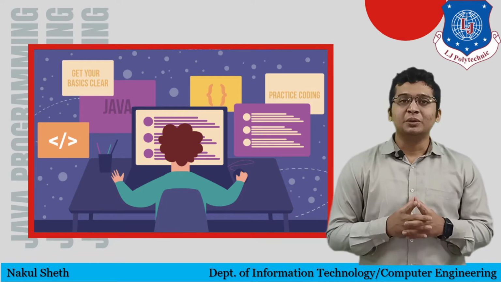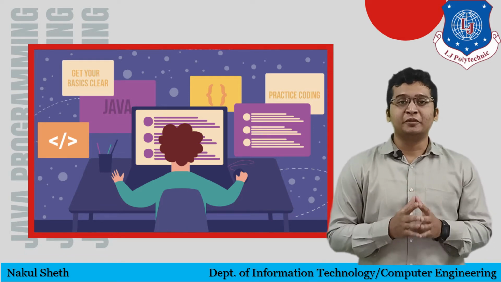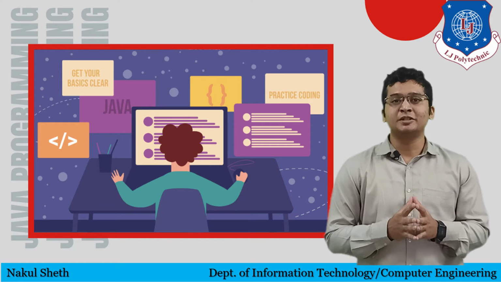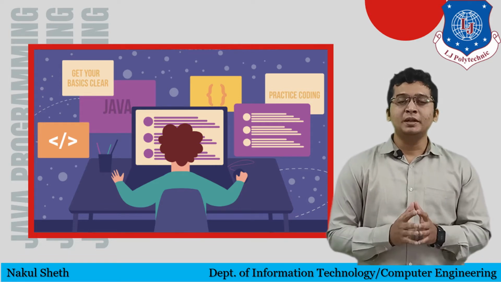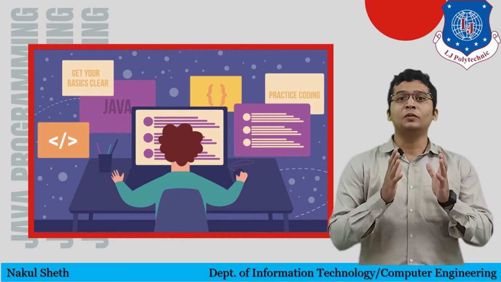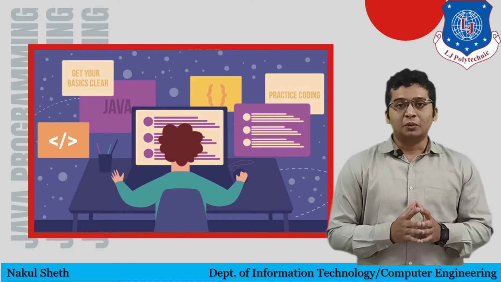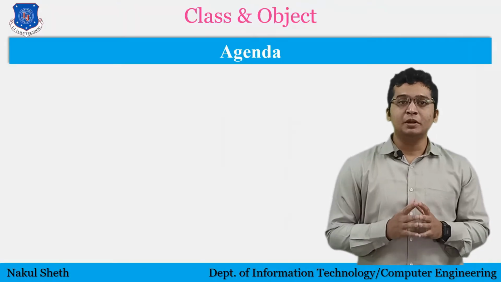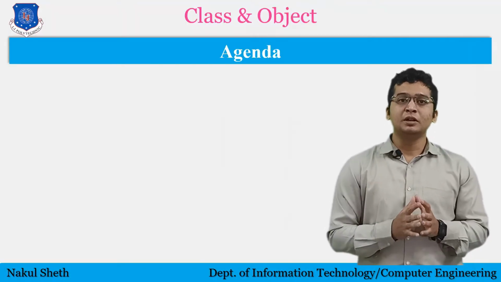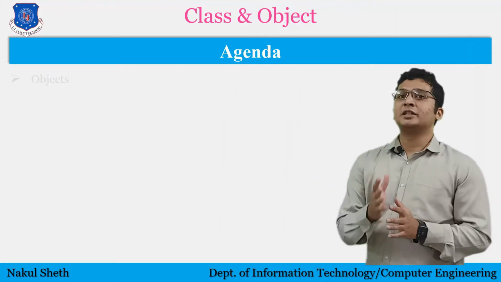In the previous video, we discussed the difference between C, C++ versus Java, and then we discussed what is OOP and the different fundamentals of OOP concepts. Now, in this video, we are going to see two basic concepts of object-oriented programming. First is object and second is class.